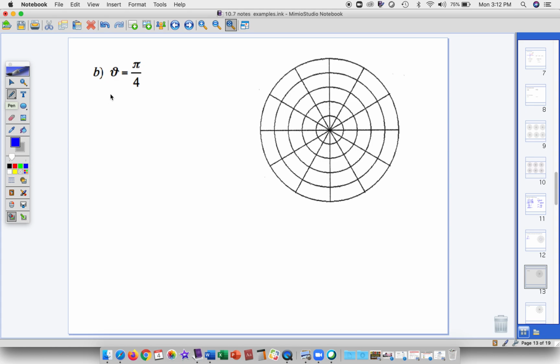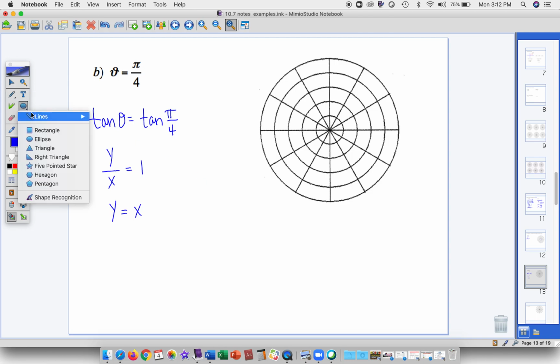Let's replace theta. Actually, we're not going to replace it. Let's take the tangent of both sides. There's lots of different techniques here, lots of different things you can try. If I take the tangent of both sides, now I can do a substitution for tangent of theta. Tangent of theta is y over x. The tangent of pi over 4 is 1. And then cross multiplying gives me the line y equals x.